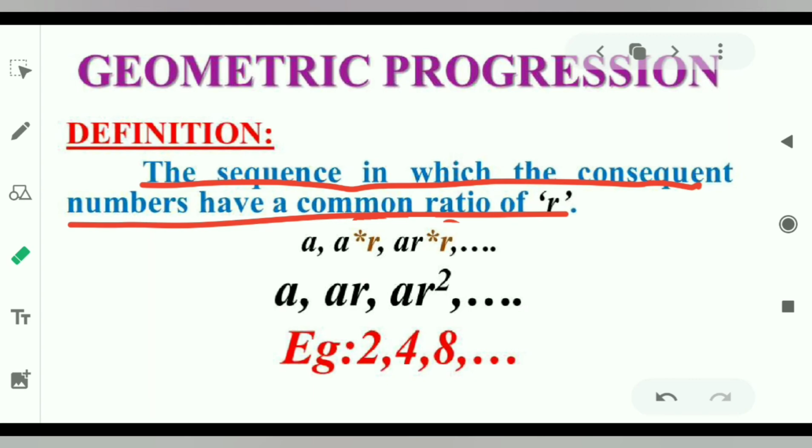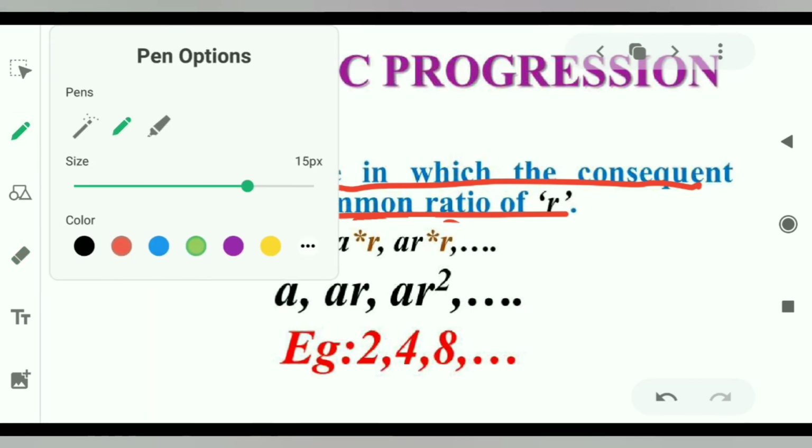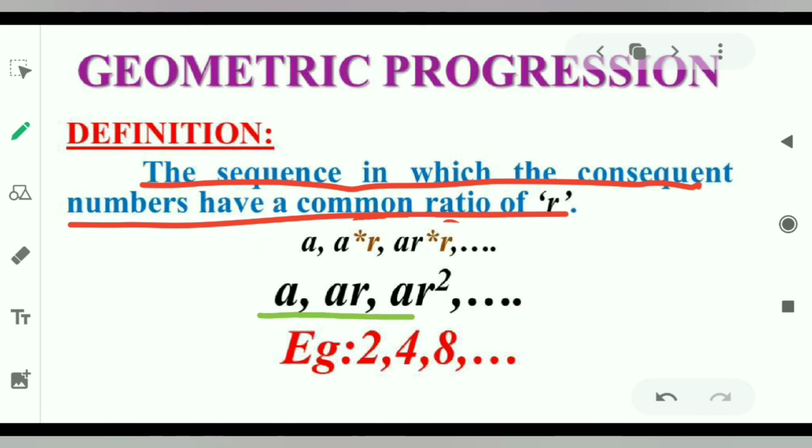Okay. On simplifying, we will get the sequence like this. A comma AR comma AR square comma AR cube. Good, you all guessed it right? Good. Here is our geometric progression example sequence.